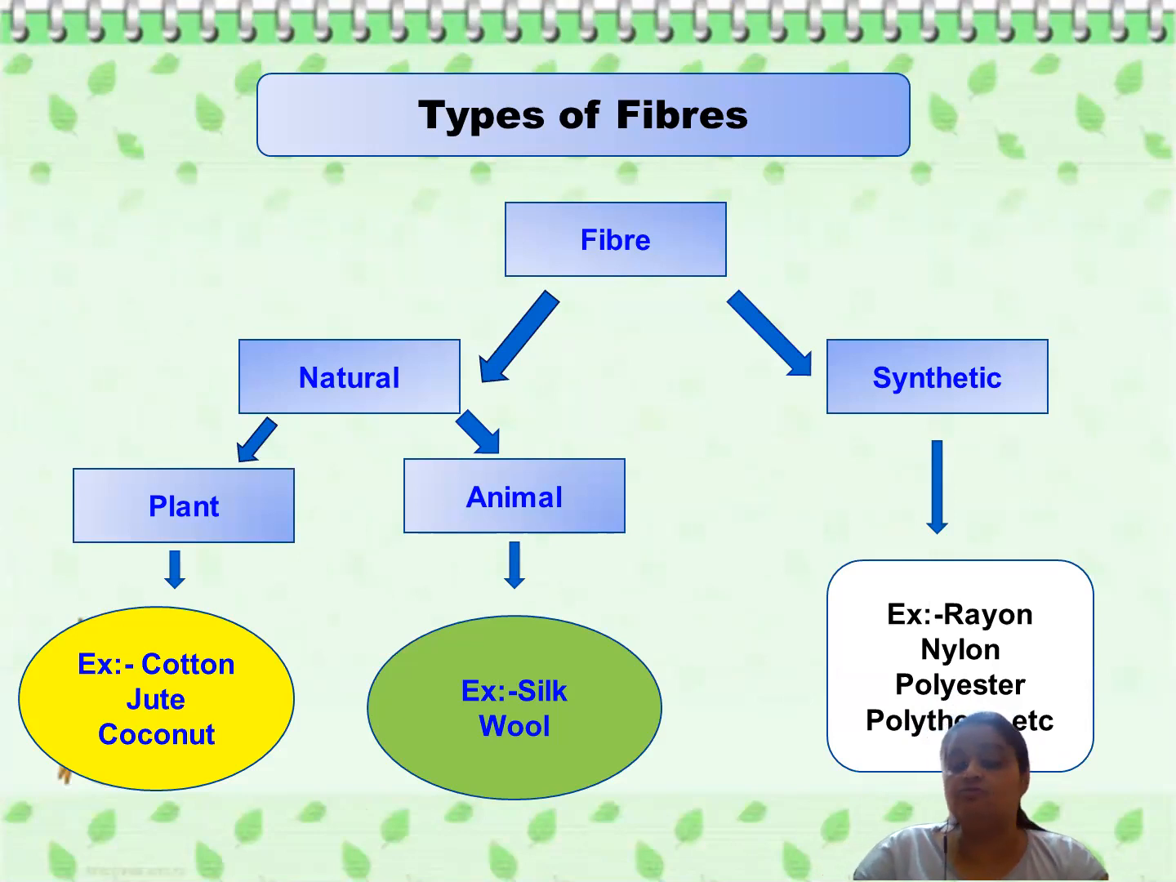Now, for example, which kinds of natural fiber can we get from plants? Cotton, jute, coconut, which we use to make different things. And from animals, silk and wool, which we get from the silkworm and the sheep. These are the ones we get from nature. And there are so many synthetic fibers too. They are very familiar and famous because we use them in our daily life, like rayon, nylon, polyester, and polythene. We'll talk more about the synthetic fibers.